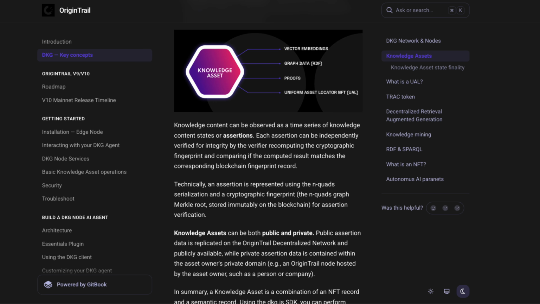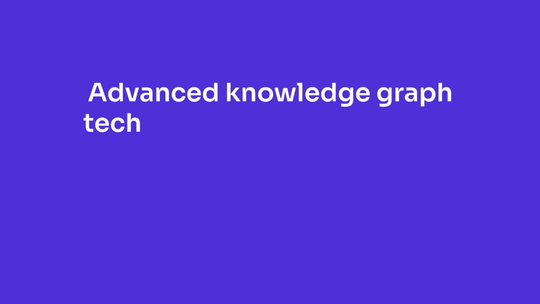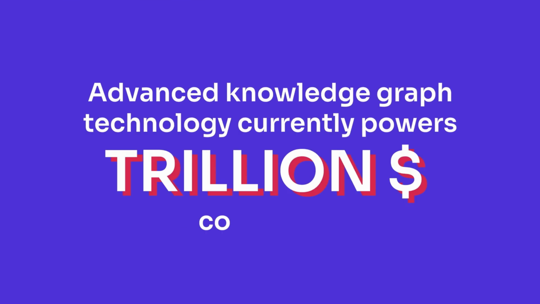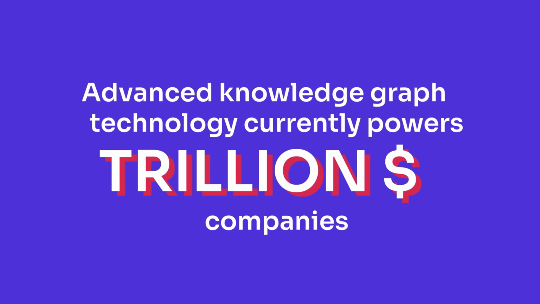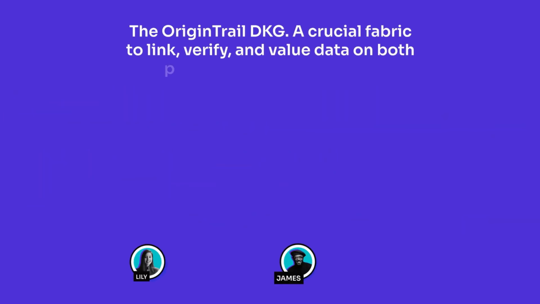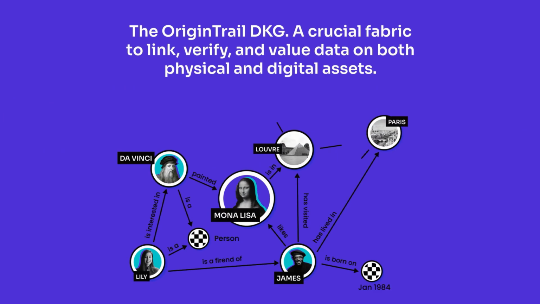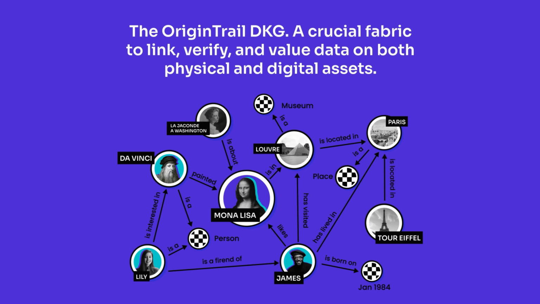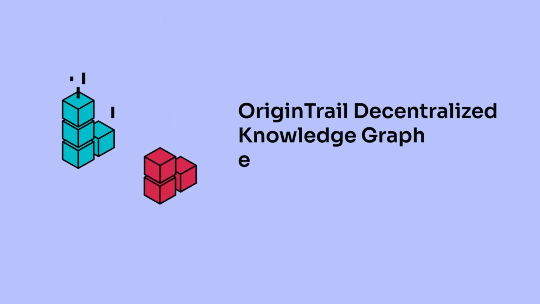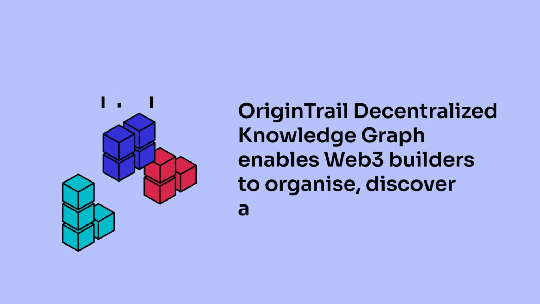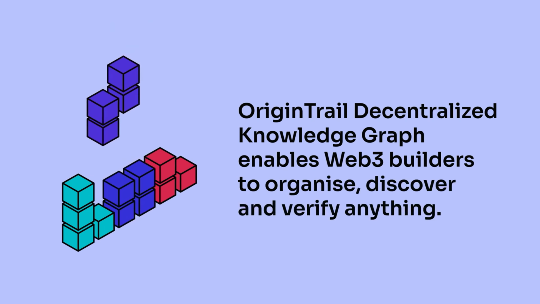This whole system runs on thousands of independent computers around the world, called DKG Nodes. Anyone can run one. It could be on your laptop, a researcher server, or even a company system. Because so many different people and organizations are running these nodes, no single company or person can control everything or censor what gets stored. It's like having thousands of librarians instead of one big library owned by a corporation.